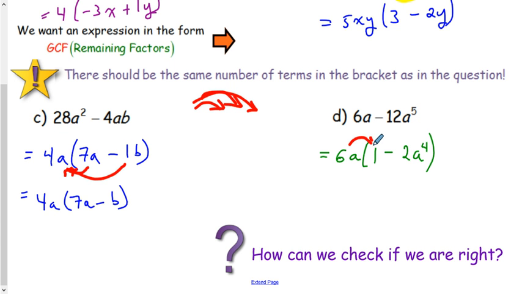So if I multiply through the brackets, 6A times 1 is 6A, and 6A times negative 2A to the 4 is going to be negative 12A to the 5. So yeah, I got it right. So how can we check if we're right? We can multiply through the brackets. Same as we were doing last unit, just to check and see if we get to the same place where we started.